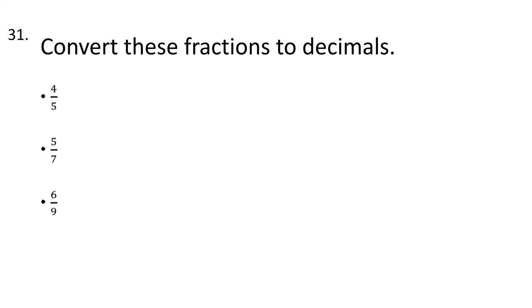And our final set of problems for our Term 2 review. Convert these fractions to decimals. In order to turn a fraction into a decimal, we want to divide numerator divided by denominator. Our first one, 4/5. So we're going to divide 4 divided by 5. And this is equivalent to 8/10.